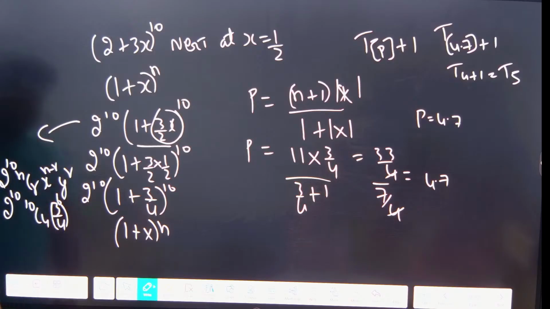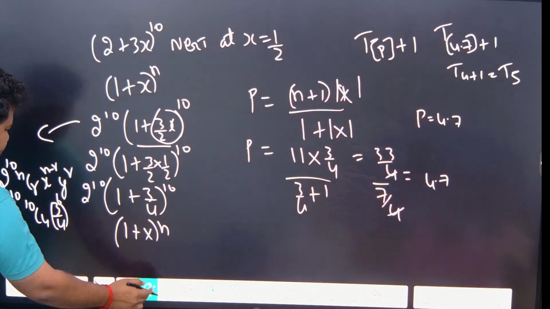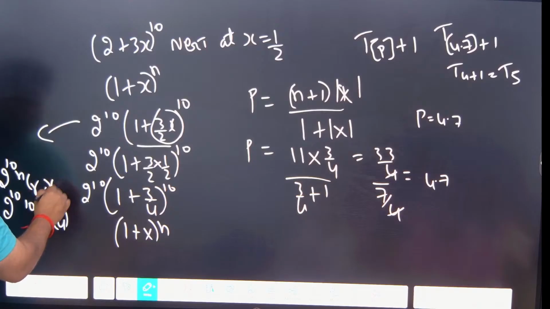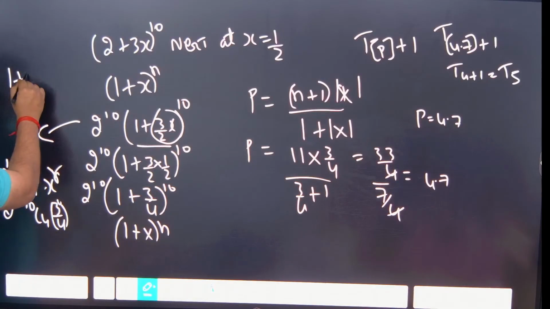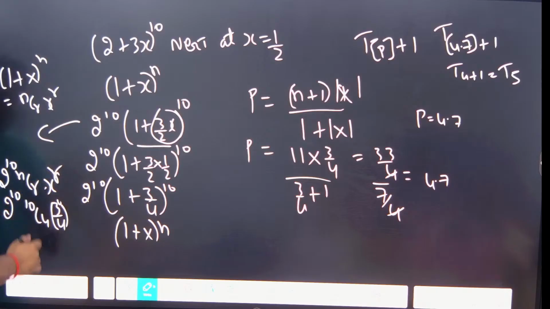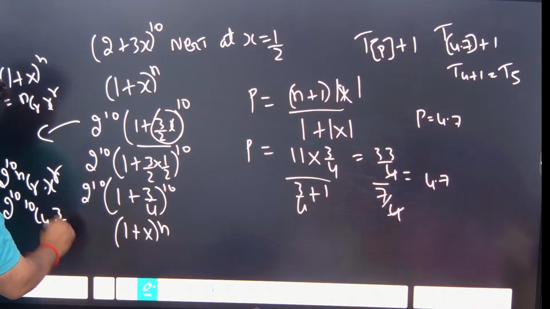So what will you write? 3 by 4 is itself x. This itself is x. So the formula will remain as it is. If you are having 1 plus x to the power of n, the general term will be nCr into x power r. y won't come at all. This will be x power r, so this will become 3 by 4 to the power of r.